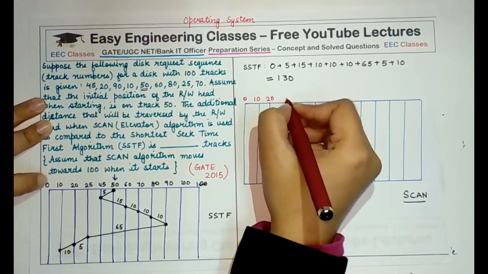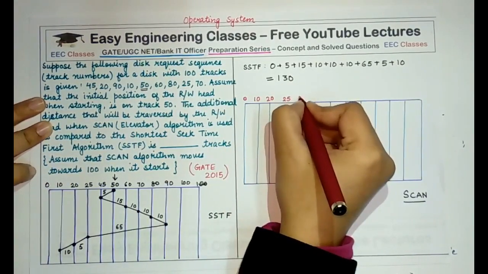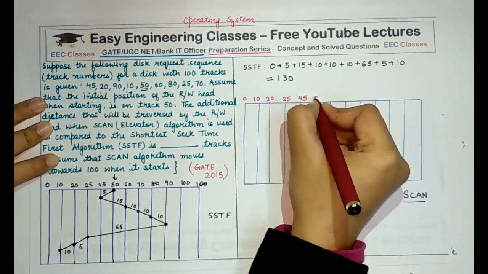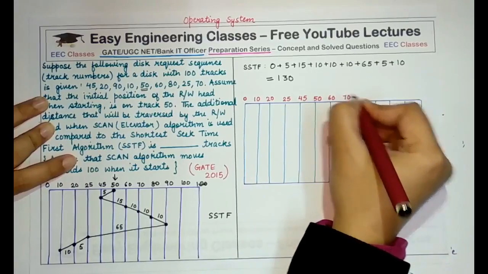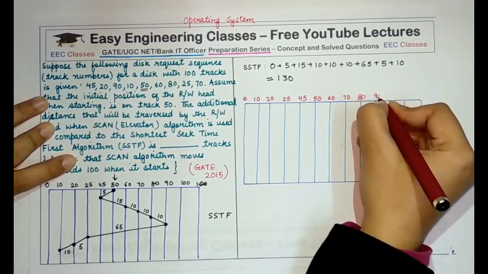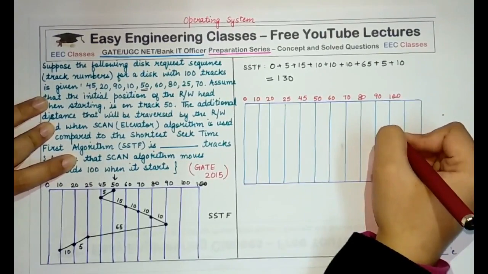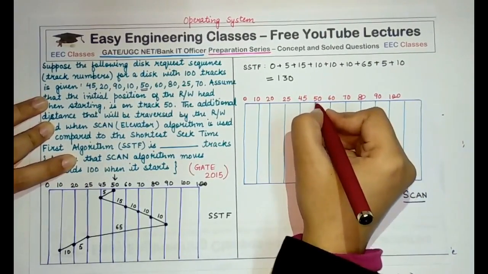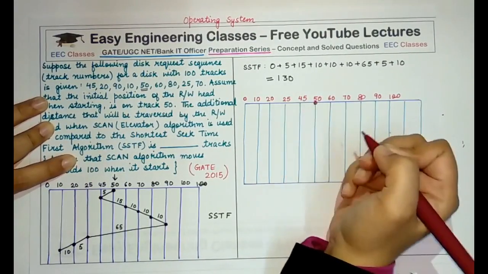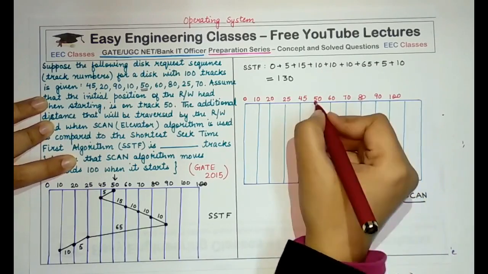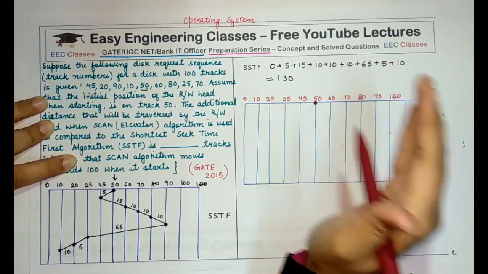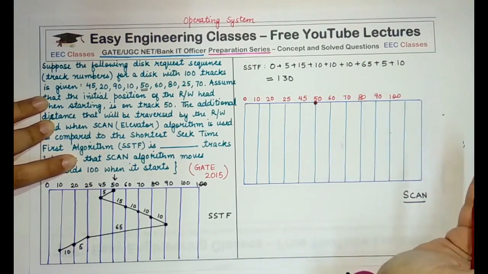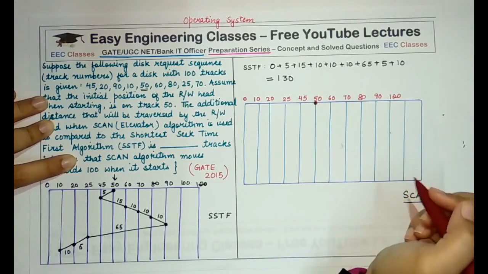Okay, so now let's number the requests just like we did in the previous traversal. So 10, 20, 25, 45, then 50, which is the location of the current head, then 70, 80, 90 and 100. This is the end. So initially our disk head is at position 50 and one request is serviced here. It is moving in the direction towards 100, so we do not have to think of anything else.